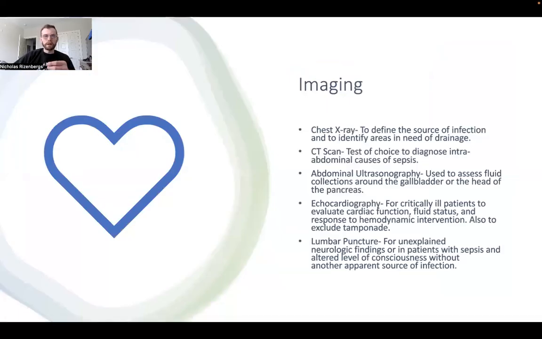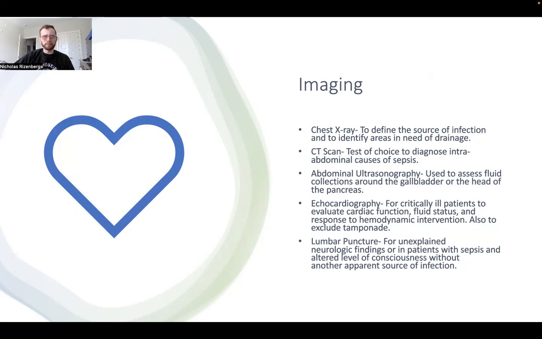So with the imaging, chest x-ray to find the source of infection and to identify areas that may need drainage. CT scan is the test of choice to diagnose intra-abdominal causes of sepsis. So that's a big one for the septic shock. Abdominal ultrasonography used to assess fluid collections around the gallbladder or the head of the pancreas. Echocardiography for critically ill patients to evaluate cardiac function, fluid status, and response to hemodynamic intervention. Also exclude tamponade. So a lot of these different things are not only to help diagnose the actual thing, but take out any other options that it may be. So sometimes the best way to diagnose something is to make sure it's not something else.